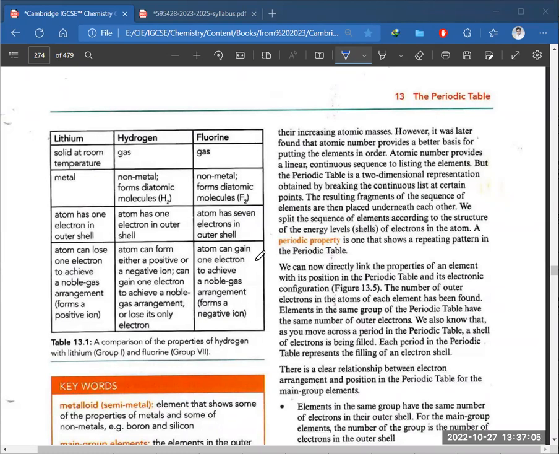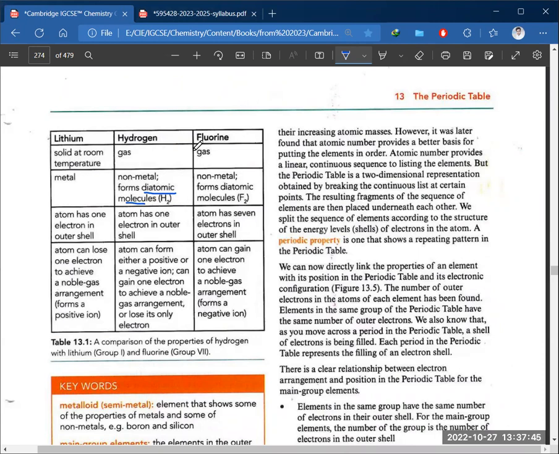Neha, read the next column, hydrogen. Okay. Hydrogen, it's a gas. Non-metal, forms diatomic molecules. Atom has one electron in outer shell. Atom can form either a positive or a negative ion. Can gain one electron to achieve noble gas arrangement or lose its only electron. Perfect. Now what we realize is that these are diatomic molecules. Always they're going to be H2.